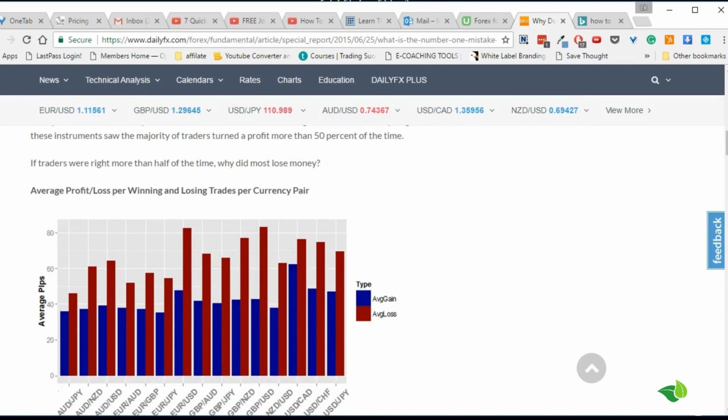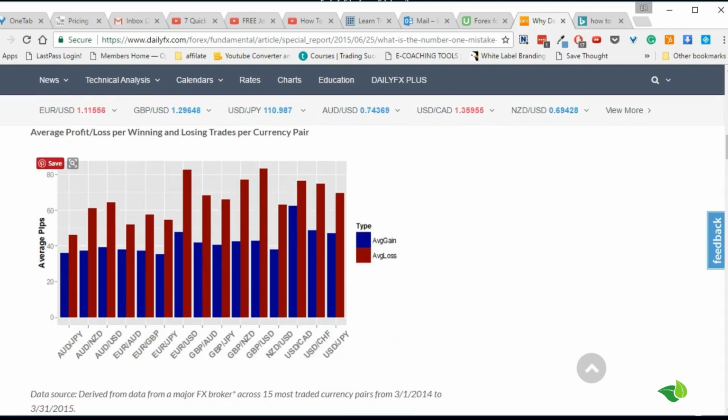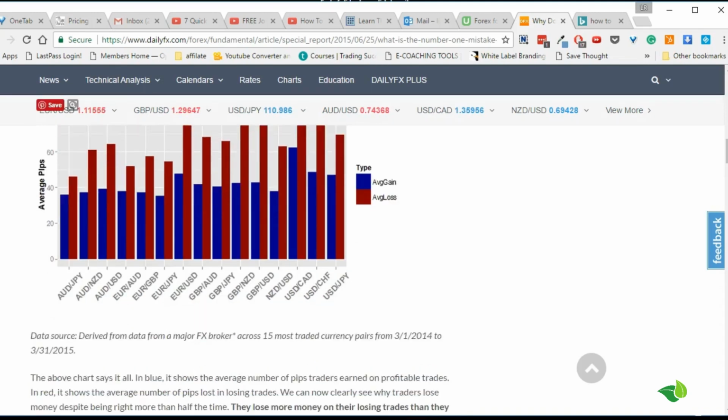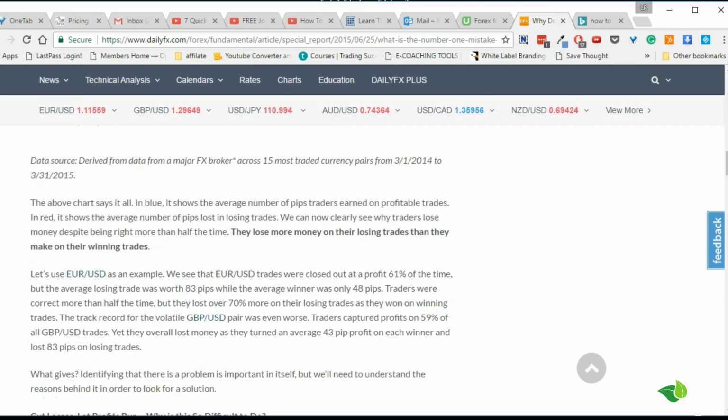But if traders were right more than half the time, why did most lose money? And this is the key. It's the average gain versus the average loss. You can see that the average losses are much bigger than the average gain on all of the currency pairs. We can now clearly see why traders lose money despite being right more than half the time. And very, very simple. They lose more money on their losing trades than they make on their winning trades.